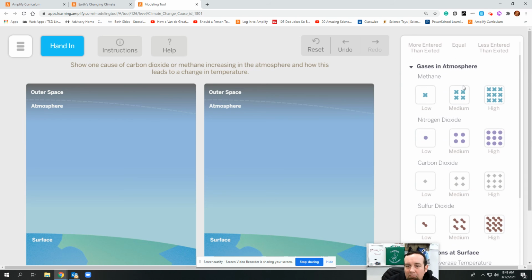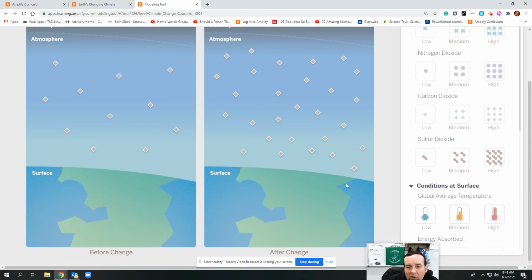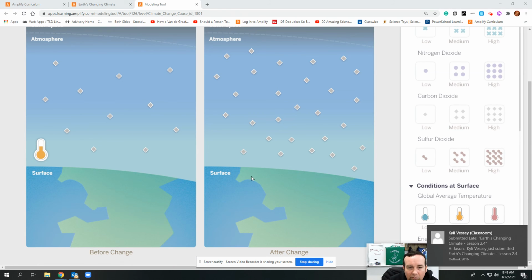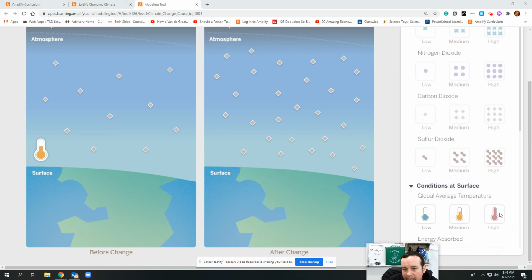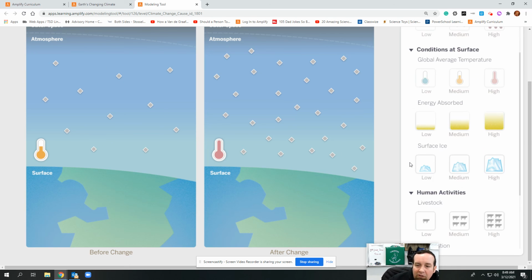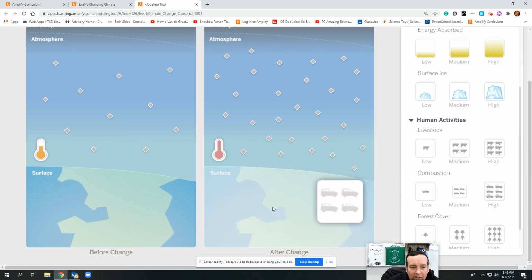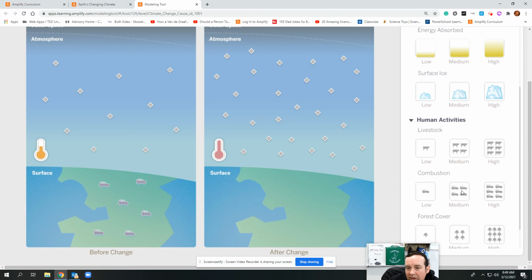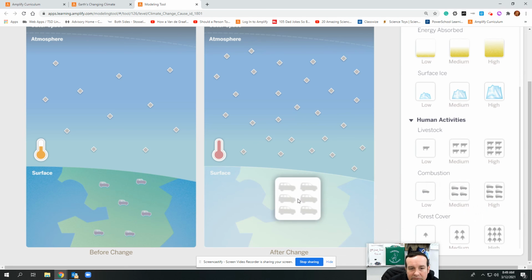You can either choose methane or you can choose carbon dioxide. So I'm just going to go with carbon dioxide. And what I want to model here is kind of like what our temperature would be like. We've already done modeling activities that kind of got us here. But now what we're going to do is add in some human activities. In this case, I'm choosing combustion.